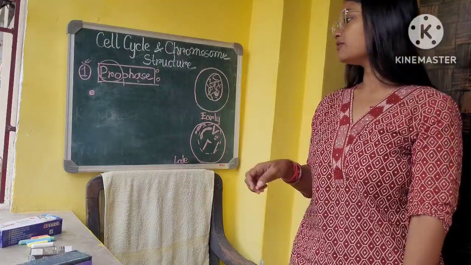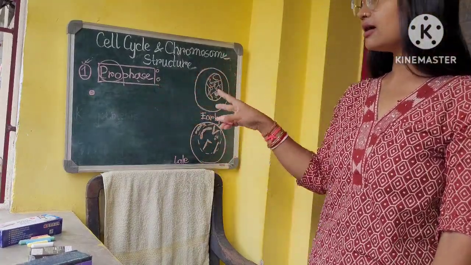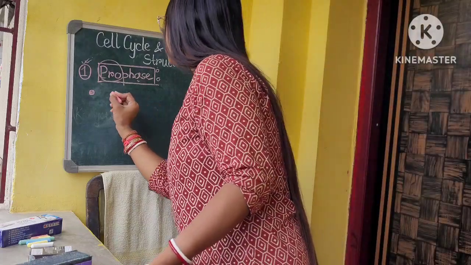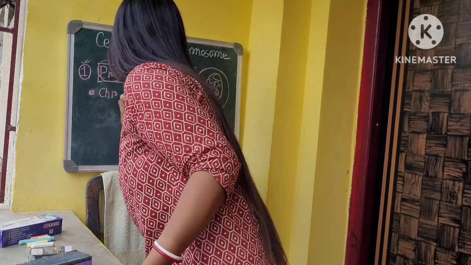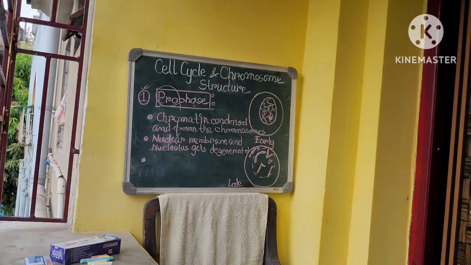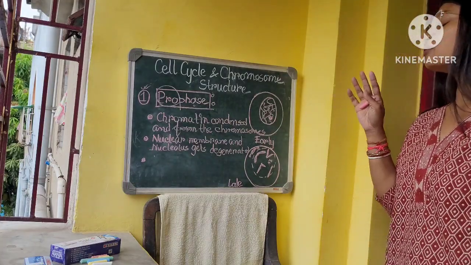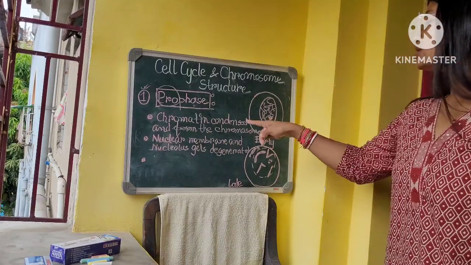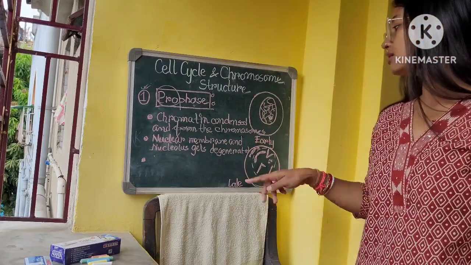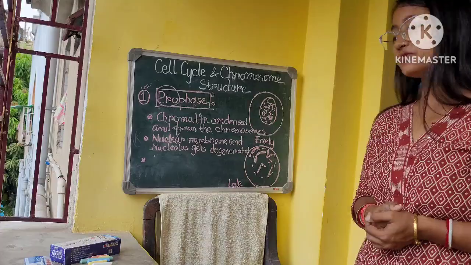Okay, so the first 2 points we can write on the prophase. As we can see, the first and most important 2 properties of prophase are that the chromatin condenses and forms the chromosomes, and the nuclear membrane and the nucleolus get degenerated.